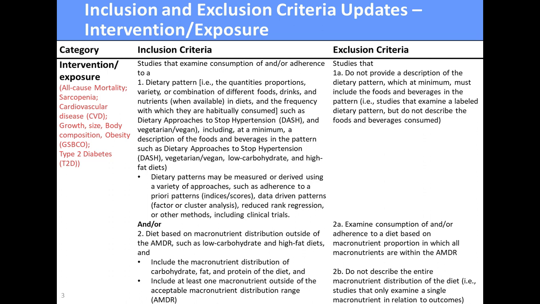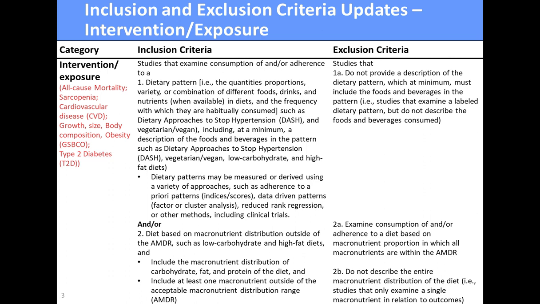So what I was saying was, the way I understand it, for the macronutrient distribution question, the study had to have a macronutrient distribution in one of the treatment arms or groups that was outside of the AMDR. It could be carbohydrate, fat, or protein, as shown on the screen. So for that particular question, you had to meet that inclusion criteria.